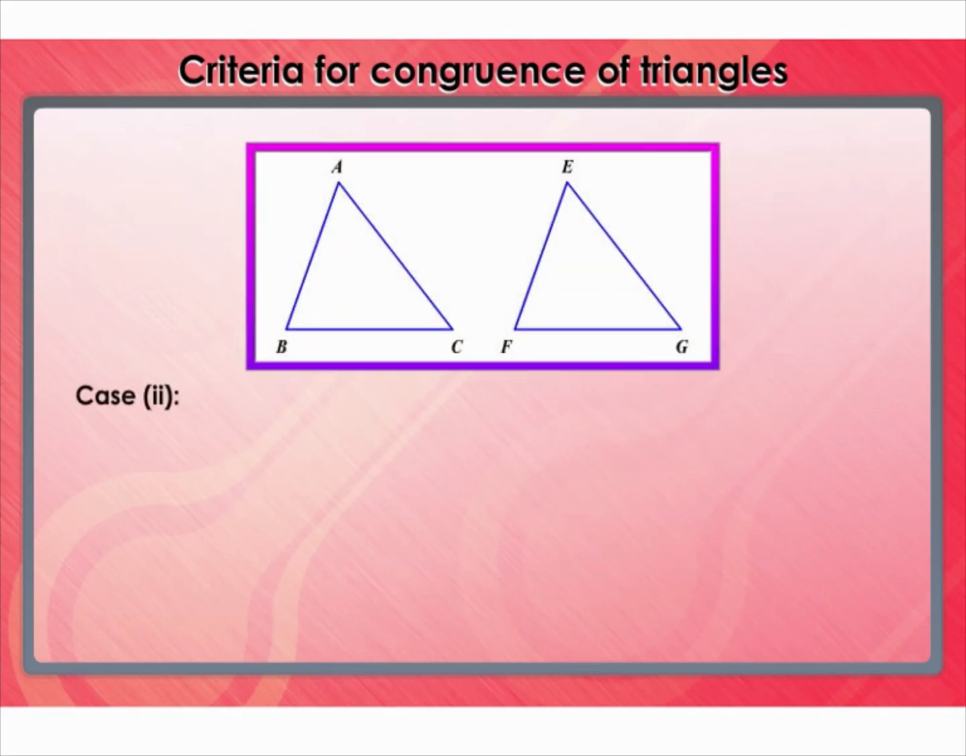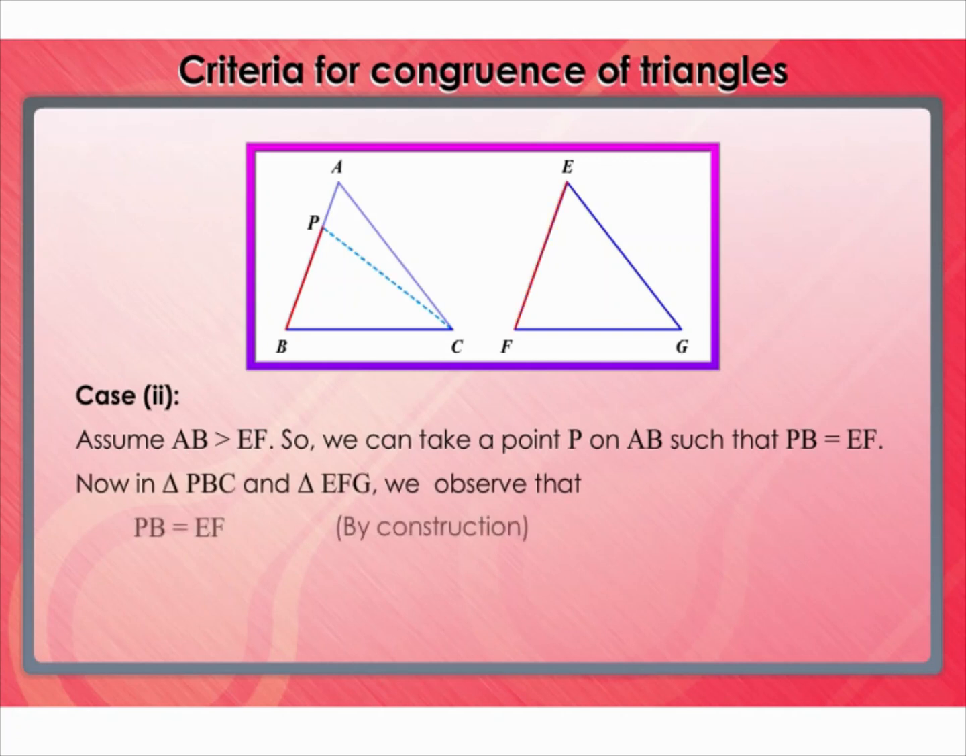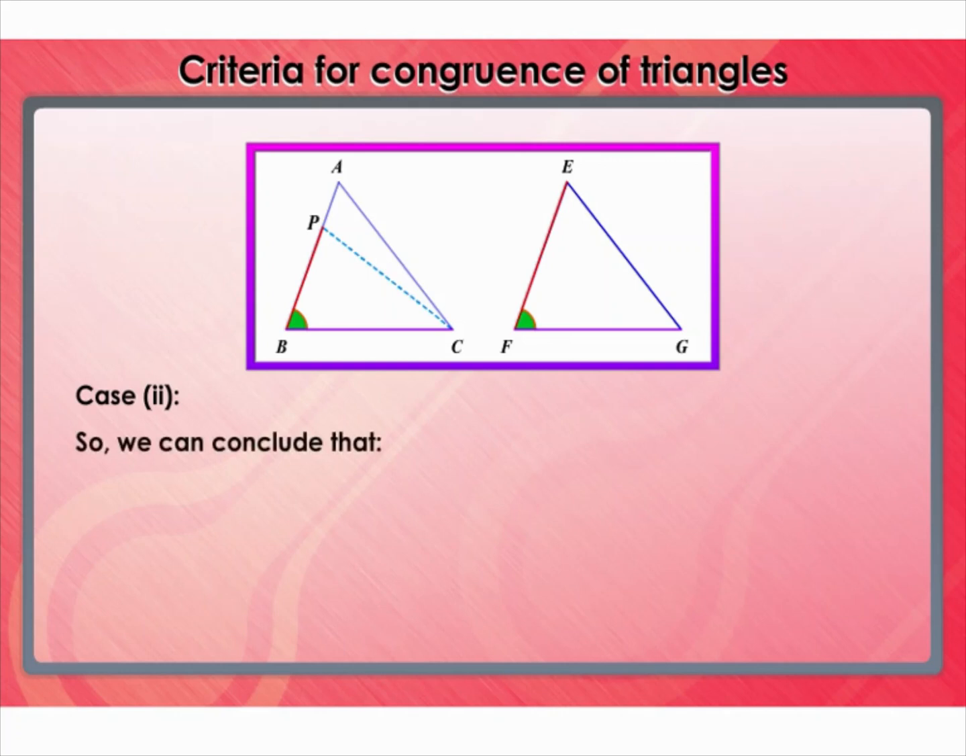In the second case, let's assume AB is greater than EF. So we can take a point P on AB such that PB is equal to EF. Now in triangles PBC and EFG, we observe PB is equal to EF, angle B is equal to angle F, and BC is equal to FG. Thus, by the SAS axiom, we conclude triangle PBC is congruent to triangle EFG.